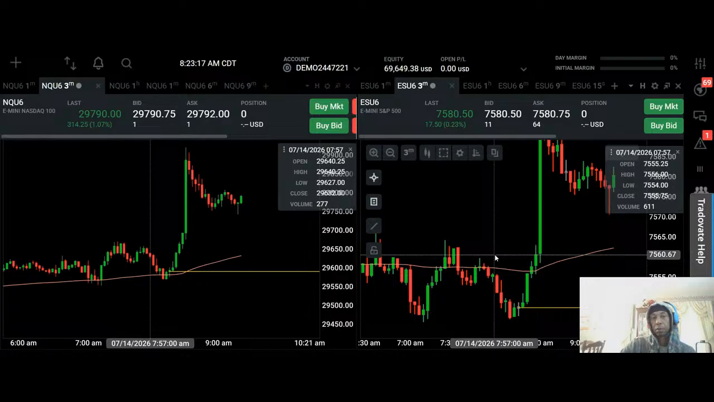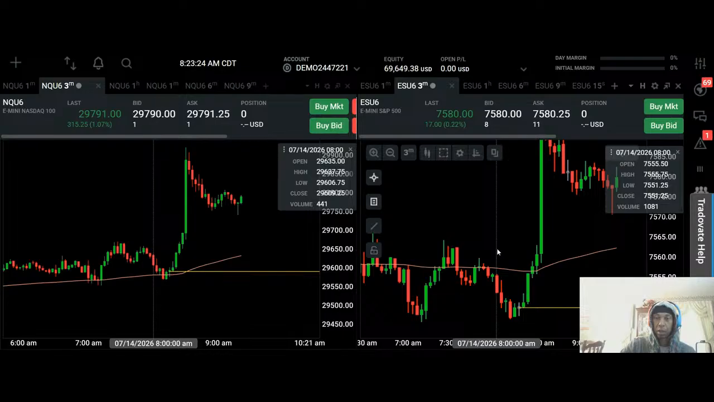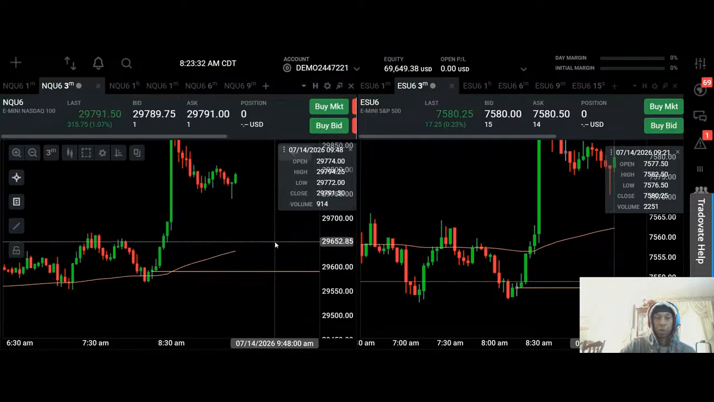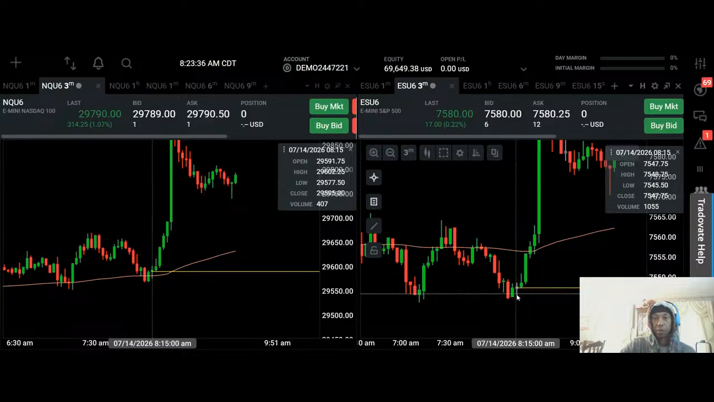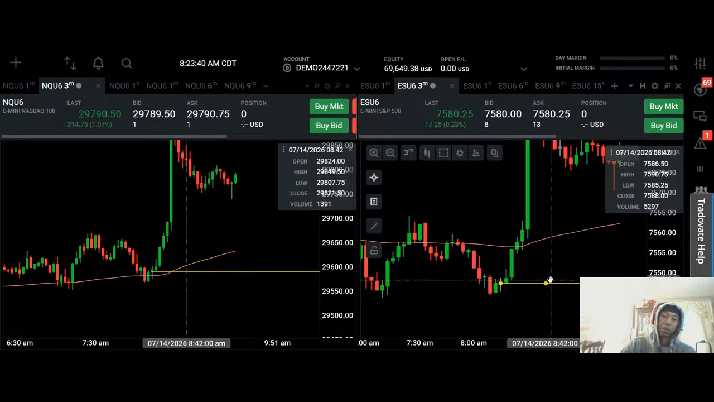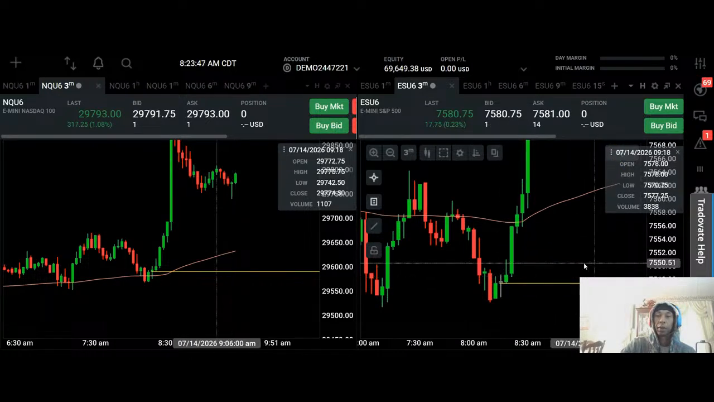Now, I don't use it the way other people use it, so to speak, but I use it to get my entries off of. So right now, let's say for example, if I wanted to take a trade, I could not take a trade until it came back down to this candle, the 815 candle. So why the 815 candle? So the 815 candle is a precision swing point.